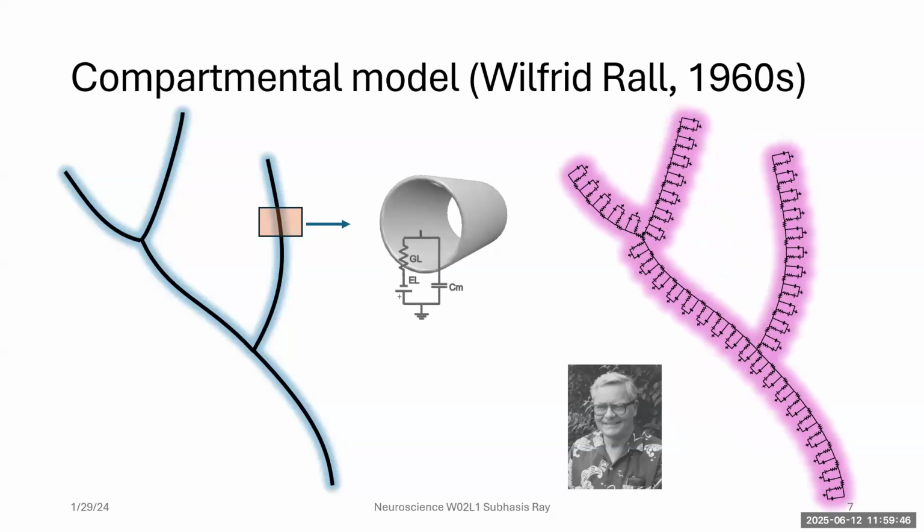And then you can calculate for each of those what will be the current and voltage and in which direction they flow. And then you can calculate what it will be at each point. And here you can also change the resistance, capacitance, and axial resistance to account for variable widths of the dendrite and also variable ion channel concentrations.